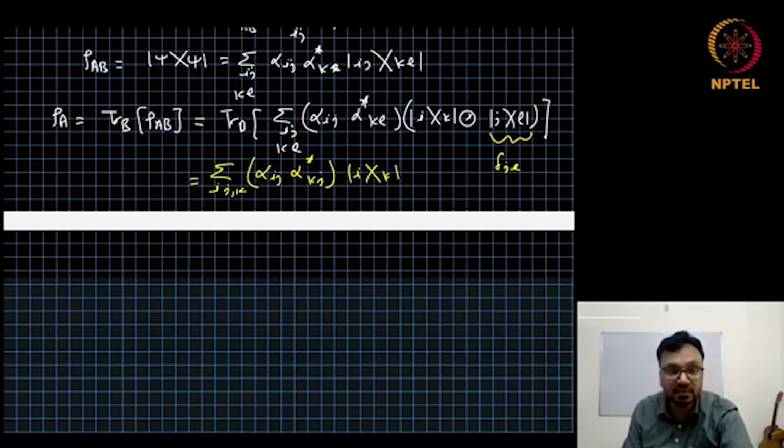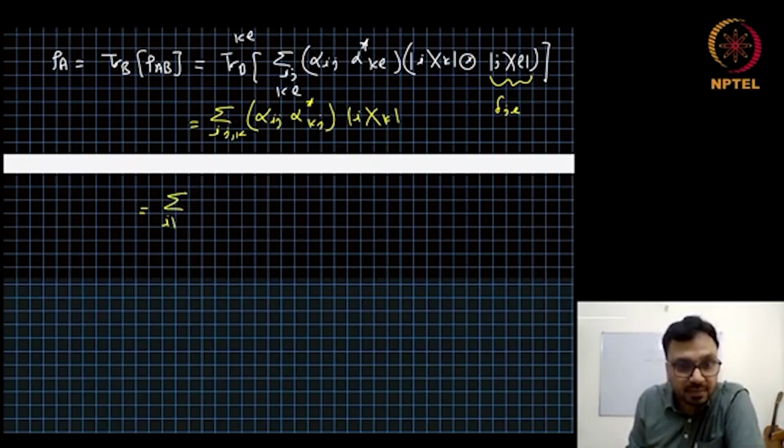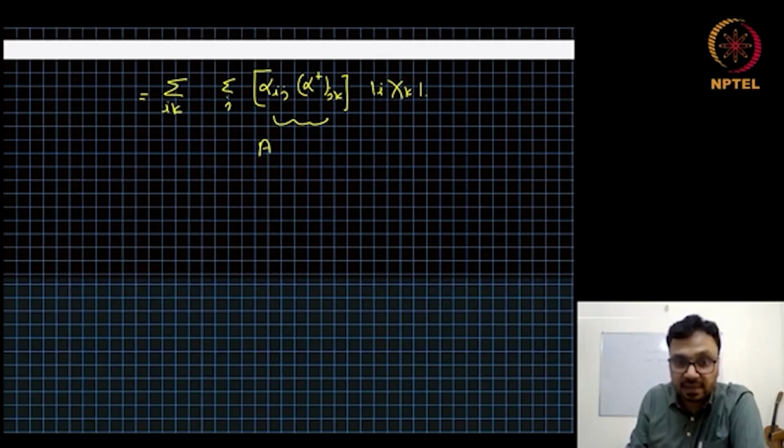After taking the partial trace over the B subsystem, this is the matrix we have. Now we can write it as the sum over j of alpha_ij alpha dagger_jk, element ik, and this whole thing with the summation over j can be written as matrix A times A dagger, the element ik.